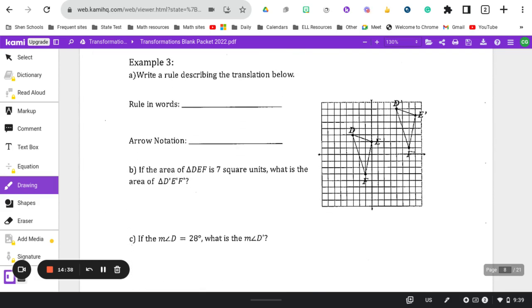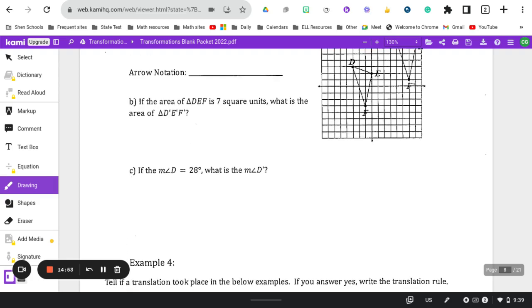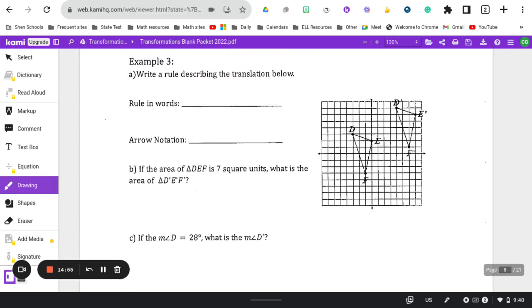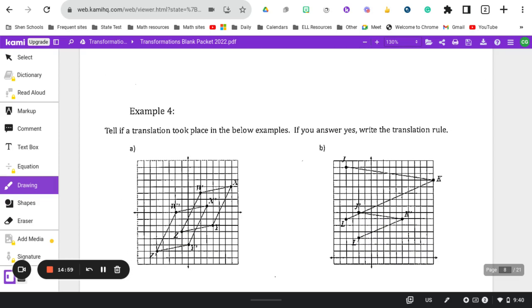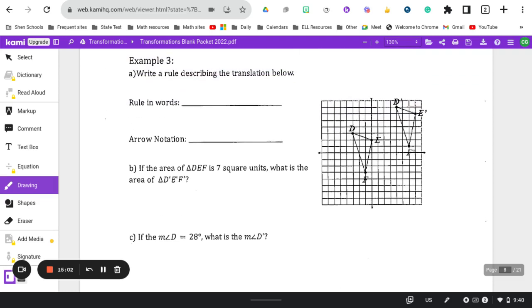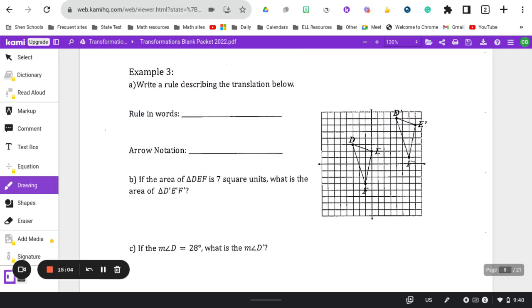All right, in example 3, again, we're going to describe the rule in words and then try arrow notation. If you want to put the ordered pair there too, that'd be great. And then answer about the area and the angles. So for example 3, and you could do example 4. So pause the video, try examples 3 and 4 on your own, and then we'll check your answers as we go.